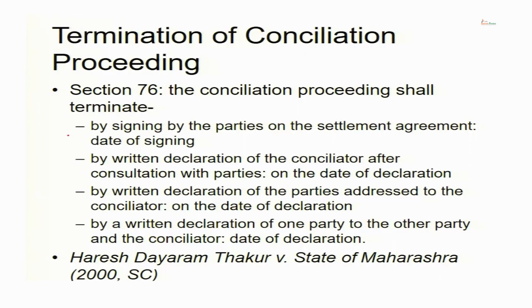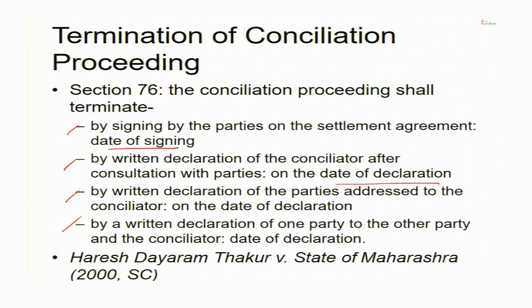There are four methods of termination of proceeding. Section 76 says, when the parties sign the settlement agreement, the proceedings terminate on the date of signing. Second situation, after consultation with the parties, the conciliator may make a declaration that the proceedings terminate because he may be of the opinion that it is not going to be settled. Then in that case, after consultation with the parties, the conciliator may declare that termination. And it happens on the date of such declaration.